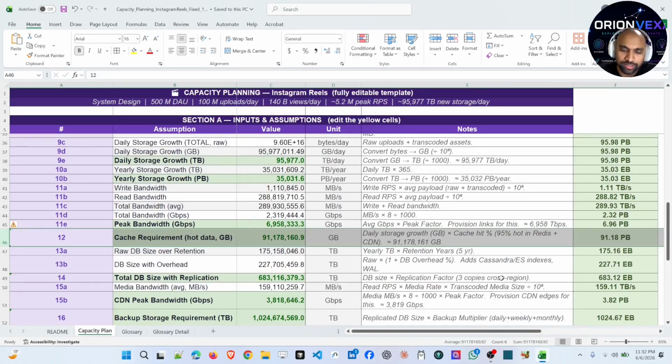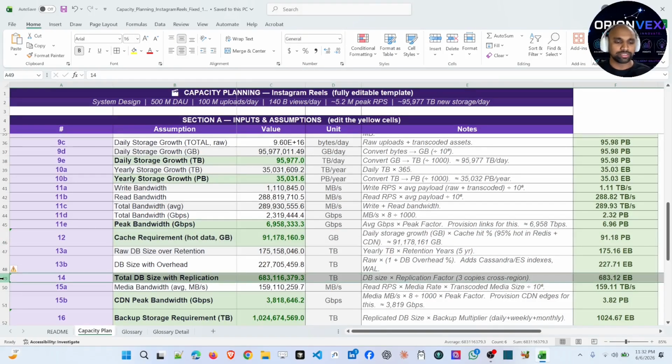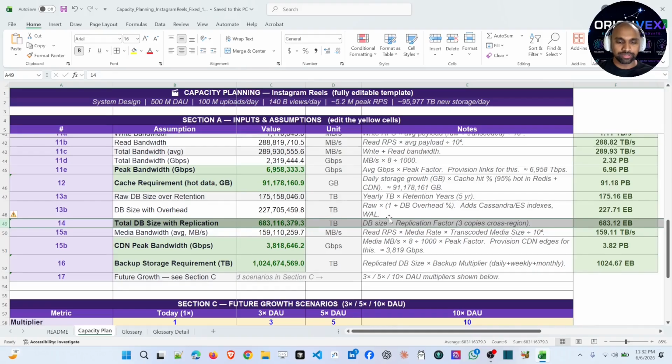How are we calculating that one? Raw times 1 plus DB overhead. That is how we are calculating the DB size with overhead. So finally, we need to calculate the total data size with replication. That is around 683.12 exabyte. We are calculating DB size times replication factor, 3 times the replication factor we need to consider.